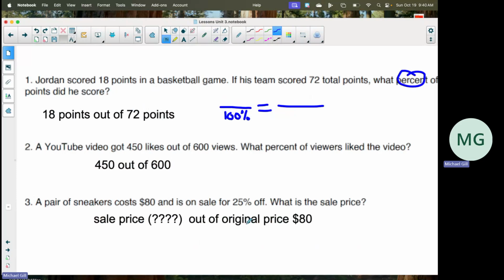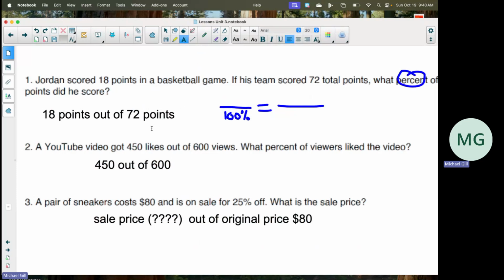Out of the original price, what is the discount? So this is about a discount. Yeah, on sale. So the out of price, the original price, the original number, the first number, all of those things are the 100% number. And again, we talked about that in class.